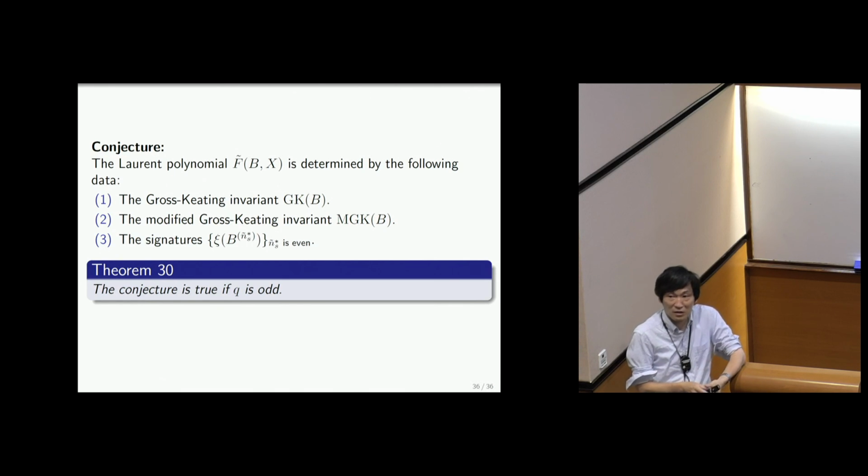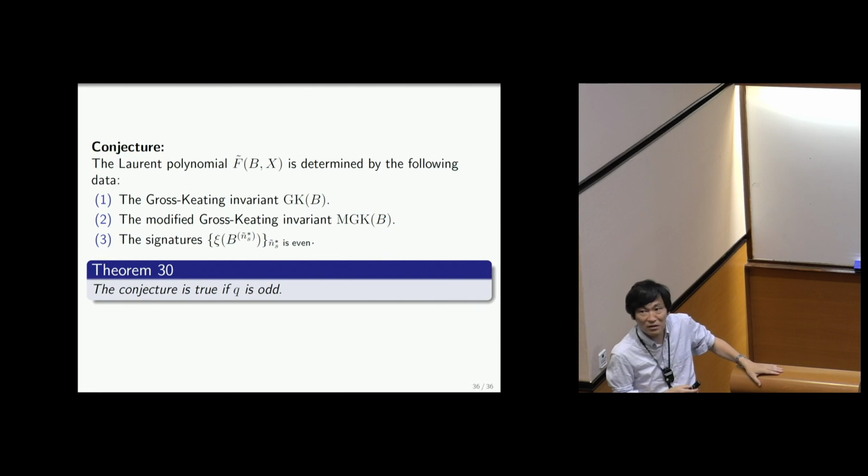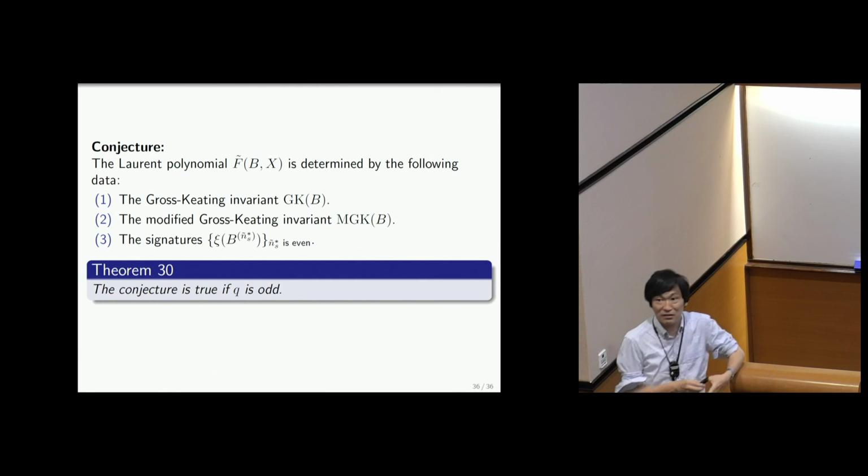And also this type is determined by this data, right? Is the determination given explicitly? Yeah. We can define an explicit polynomial determined by this data.